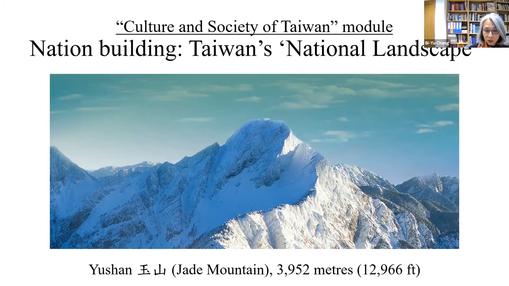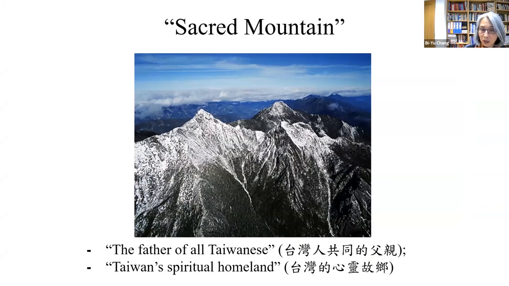So we will quickly go through this, and you can see this is how Taiwanese construct a national symbol of Yushan. That's Jade Mountain, or sometimes called Mount Morrison, okay. It's the highest mountain not only in Taiwan, but also in East Asia. So although the Yushan National Park was established in 1985, the promotion of Yushan as a national symbol only started very late in the 20th century. Since 2001, Yushan has been promoted by the Taiwanese government as Taiwan's sacred mountain, Shengshan.